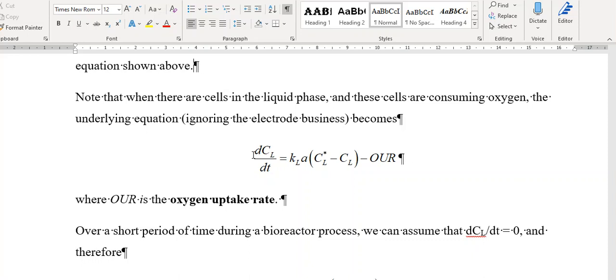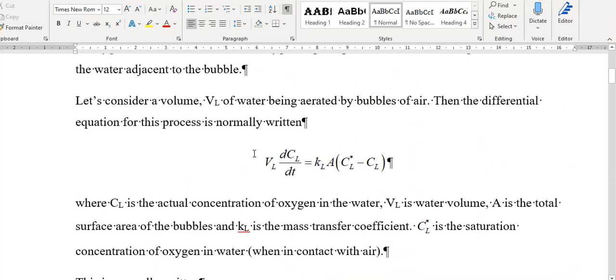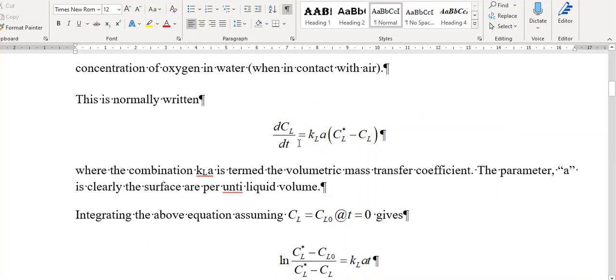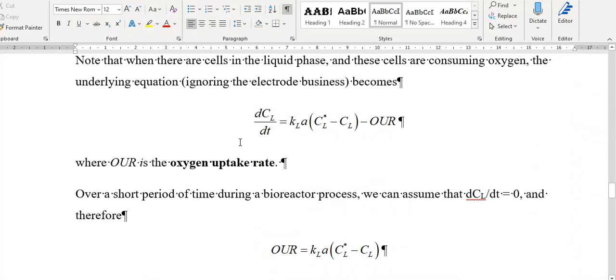But when you have cells growing and using up the oxygen, the mass balance for the process gets a little bit more complicated. If you look back up here, where we just had air mass transferring into water, this was our mass balance. So dCL/dt, the rate of accumulation of oxygen, is equal to the mass transfer rate from the bubbles into the liquid phase. Now, if we have cells in there, the cells are consuming the oxygen as it's being added. So the rate of accumulation is equal to the rate of mass transfer from the gas phase to the liquid phase minus the OUR, or the oxygen uptake rate.